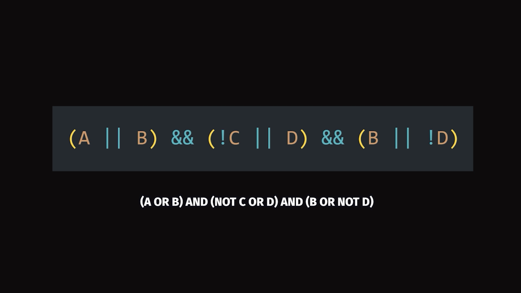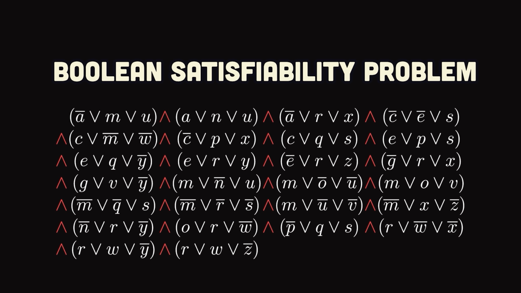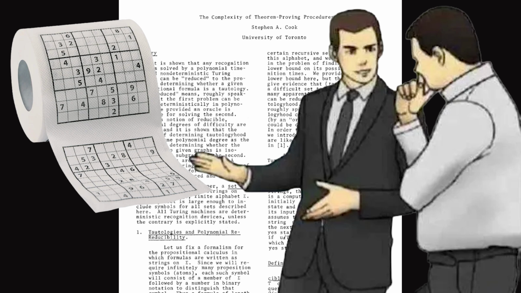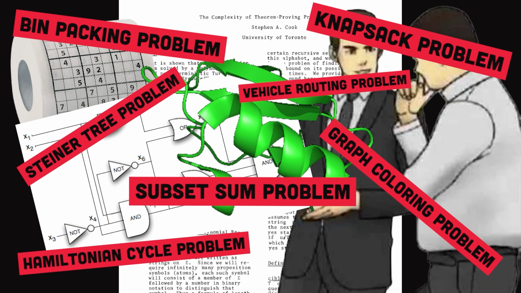Imagine you have a giant logical expression that looks like this. Is there some assignment of true-false values that makes the whole thing true? Checking the answer is trivial, but finding the answer requires tons of different combinations. What's interesting about this one though is that it was the first problem to be defined as NP complete by Stephen Cook in 1971. Since then, many other problems have joined the club, like traveling salesman, Sudoku, circuit design, protein folding, and a bunch of other problems that are really important to humans.